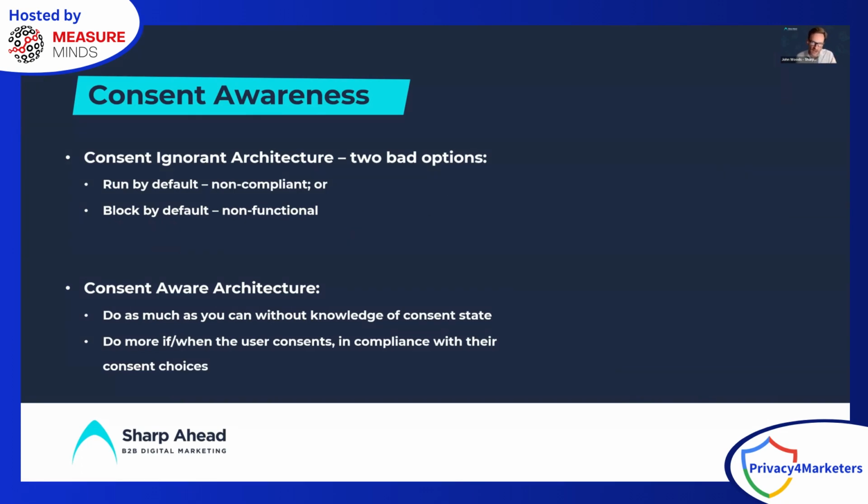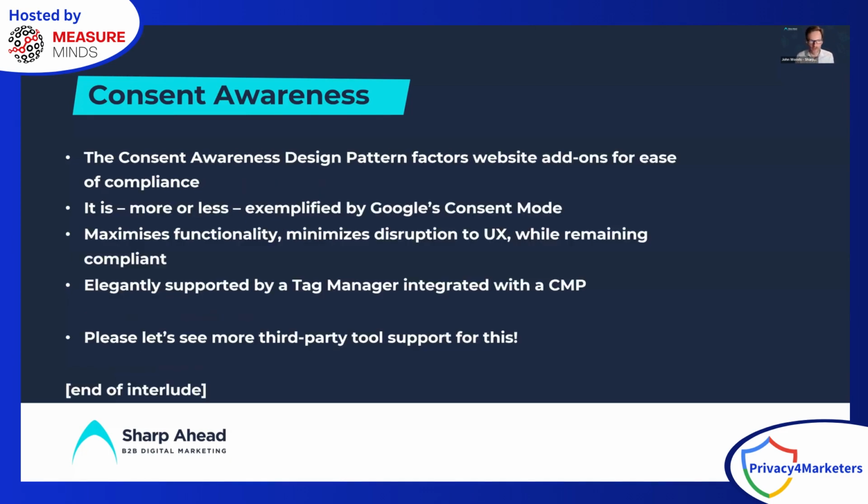If the architecture was instead consent aware, then it follows a different design pattern. It says I'm going to do as much as I can without any knowledge of the consent state, and then when the consent state is known, I'm going to do the other things if I'm allowed to by consent. So this consent-aware design pattern means we don't have to choose between these two bad options. We can do a really good job and still be compliant with the law.